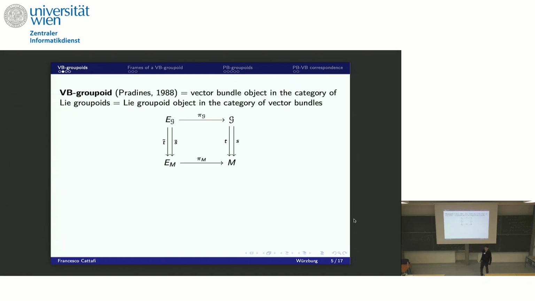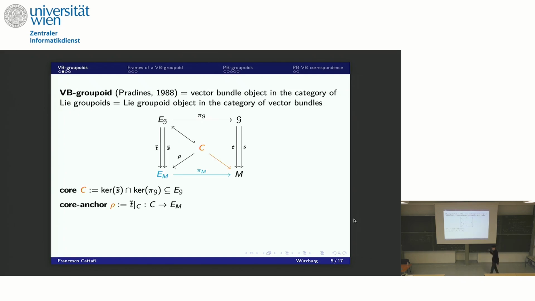In the next slide, I will show you some examples. I want to mention that there is another important notion related to a VB-groupoid, which is that of the core, because it will be useful for us later. And the core is what? It is a new vector bundle that one defines simply by taking the kernel of the source map and intersecting it with the kernel of the projection. This defines a vector bundle over M, which is endowed furthermore with a natural linear map, which I call ρ, which is just the restriction of this T tilde to C.